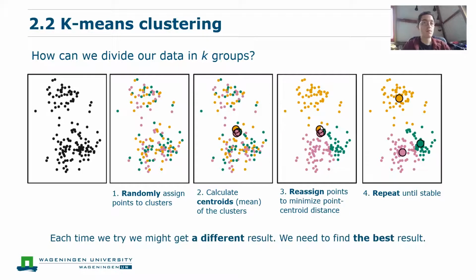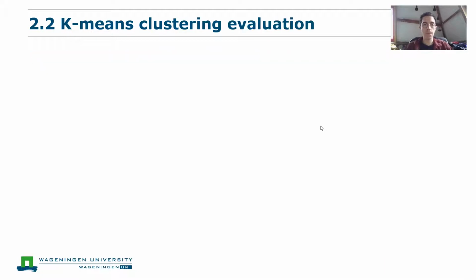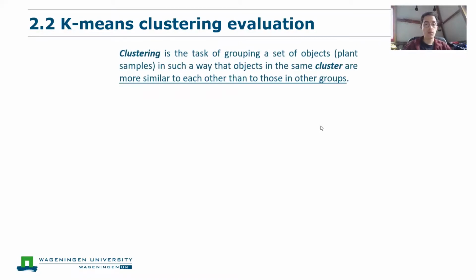So, because every time we might get a different result, we need to check which one is the best result out of all of the results that we have. And this is something that R does automatically, and we will see later how that works. So, in order to decide what is the best result, we need to be able to evaluate the results. And for that, I would like to go back to the definition that I gave at the beginning. In the end, clustering tries to find clusters in which the objects within the cluster are more similar to each other than those in other groups. So, how do we check that?